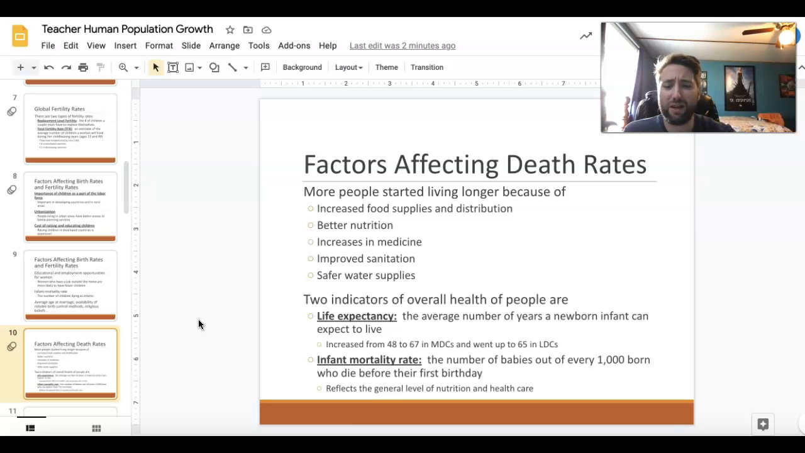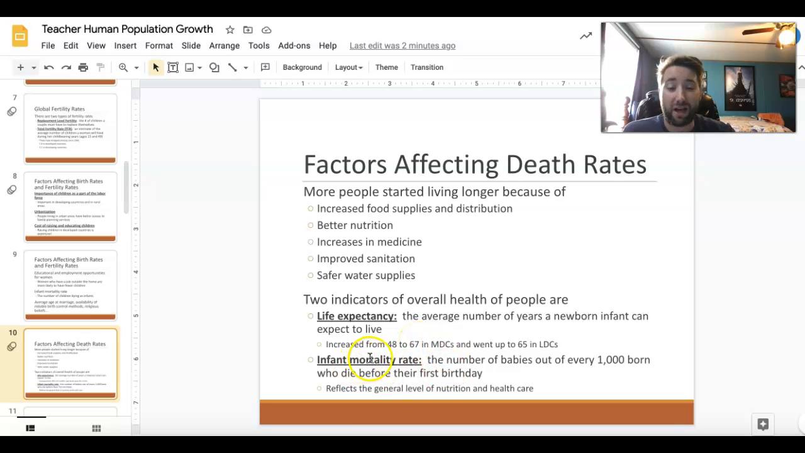So here's two indicators of overall health of people. One is life expectancy, and that's the number of years that a newborn infant can expect to live when they're born. So it has increased from 48 to 67 in more developed countries, and it actually has gone up to 65 in less developed countries. This is a figure from 2013, so I'm assuming this has gone up to like 75 now.